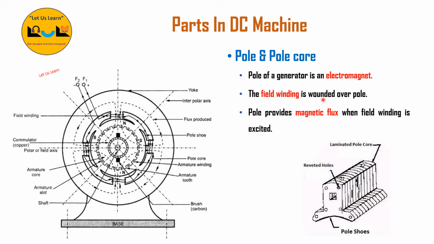The field winding is wound over the pole. See here, this is F1 and F2 of the field winding, which is wound on the pole. The pole provides magnetic flux when the field winding is excited. Whenever it is excited, it gives a magnetic flux to the armature.